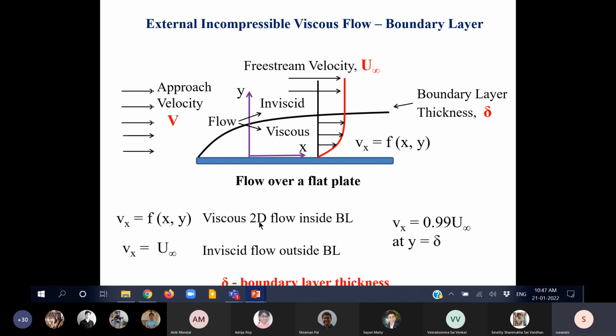So what I have written here, I have already explained: inside the boundary layer, the flow is two-dimensional. The flow depends on both x and y. The viscous forces are important, and outside the boundary layer, the flow is one-dimensional. The flow could also be a constant, depending on whether you have a curved plate or a flat plate, and Vx is equal to U infinity, and whether U infinity is equal to V depends on the shape of the plate, and delta is the boundary layer thickness.